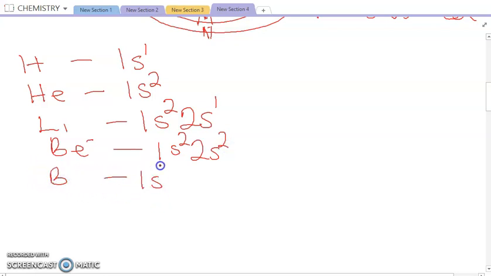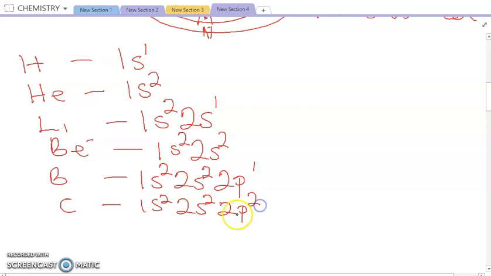That is 1s2, 2s2. Remember, the maximum number of electrons in s orbital is 2. So meaning by the time you fill the second electron, s orbital is filled. So we have 2p1. Then we go for carbon. We have 1s2, 2s2, 2p2. Then for nitrogen, we have 1s2, 2s2, 2p3.